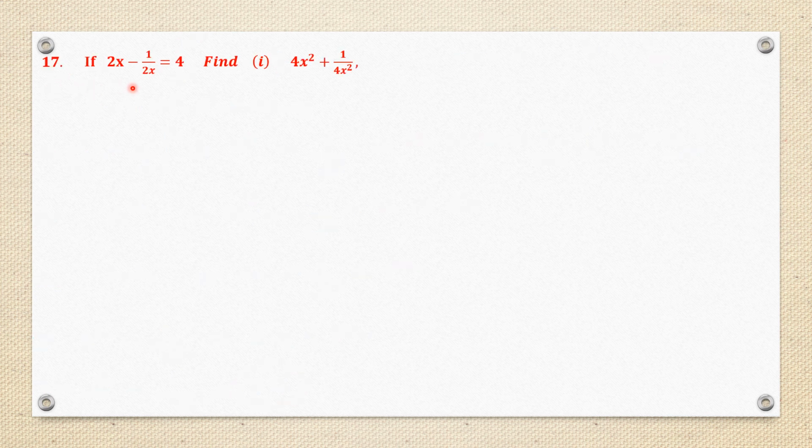Question 17. If 2x minus 1 by 2x is equal to 4, find the first one, 4x square plus 1 by 4x square. So here we are talking about squares. So let's apply the formula for squares. We'll apply this formula (a minus b), because here it is minus, (a minus b) the whole square is equal to a square plus b square minus 2ab. In this case, the first term is a and the second term is b. So a will be 2x and b will be 1 by 2x.